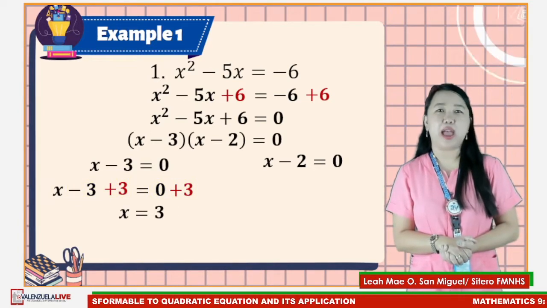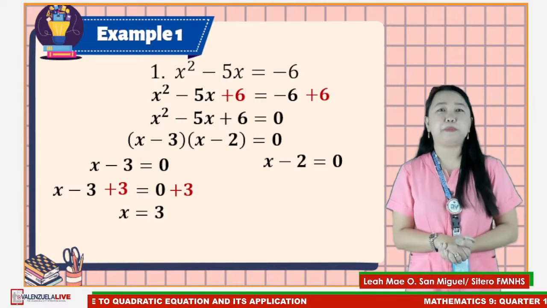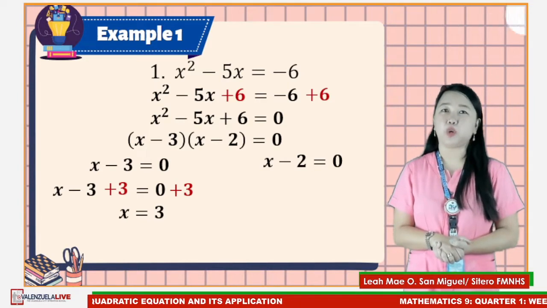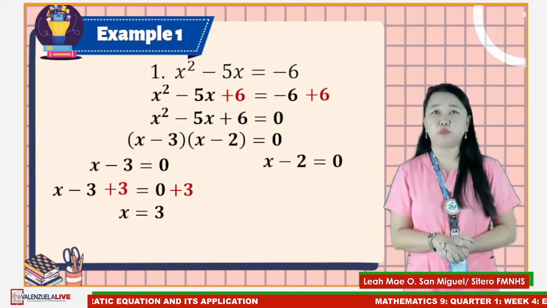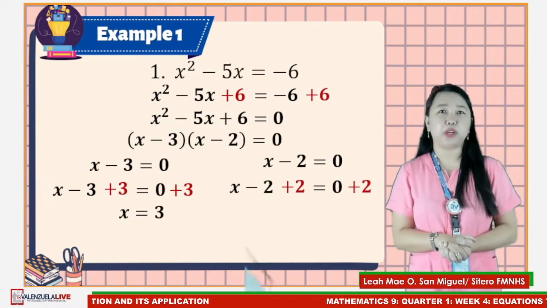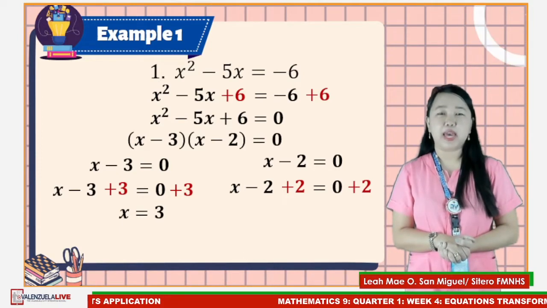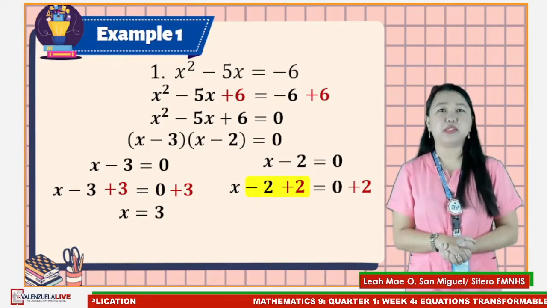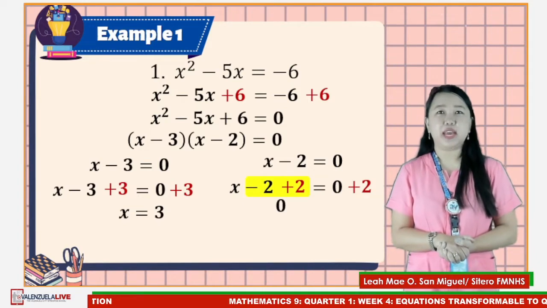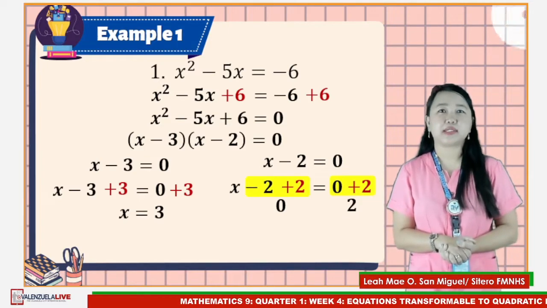On the other hand, x minus 2 is equal to 0. Applying addition property of equality by adding 2 on both sides of the equation, it will be x minus 2 plus 2 is equal to 0 plus 2. Simplify, negative 2 plus 2 is 0, and 0 plus 2 is 2. Thus, x is equal to 2.